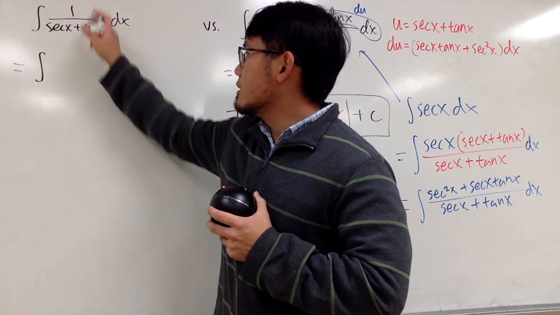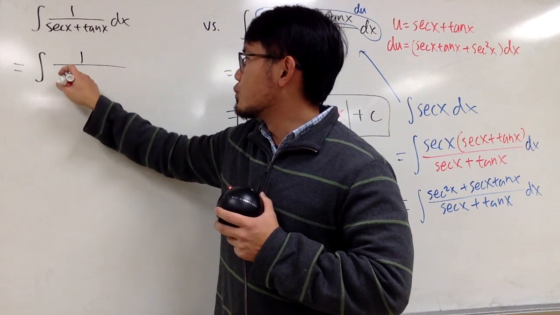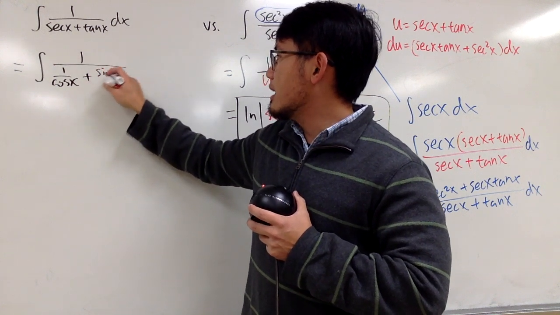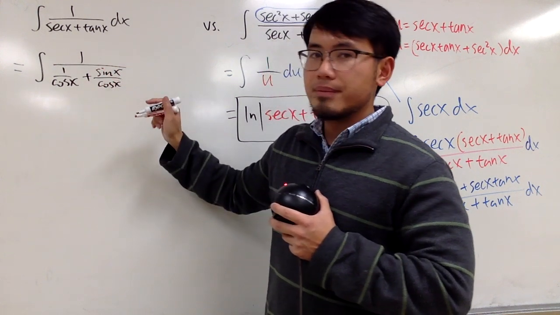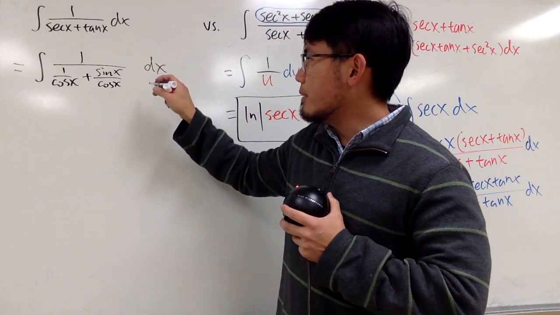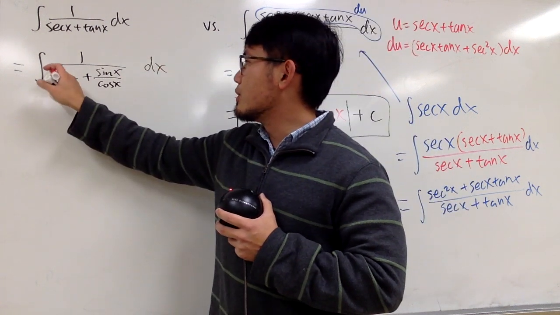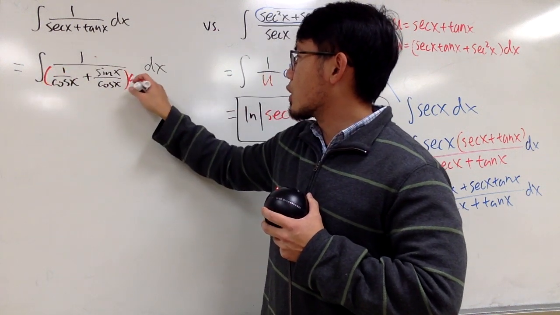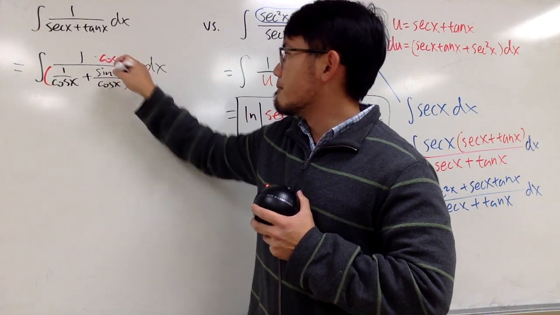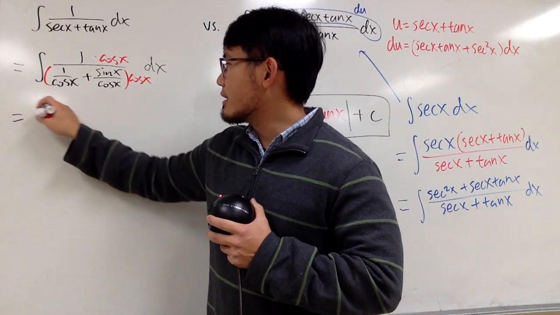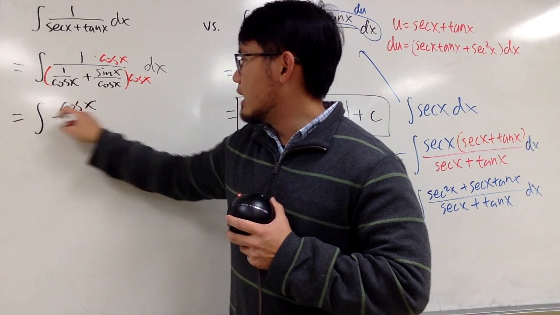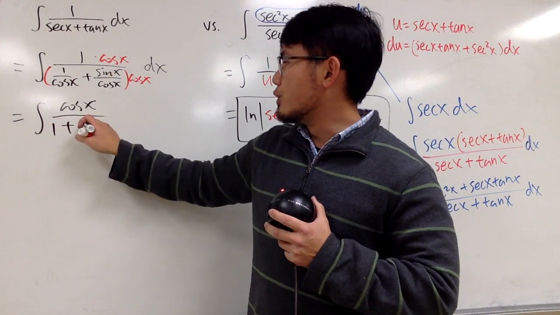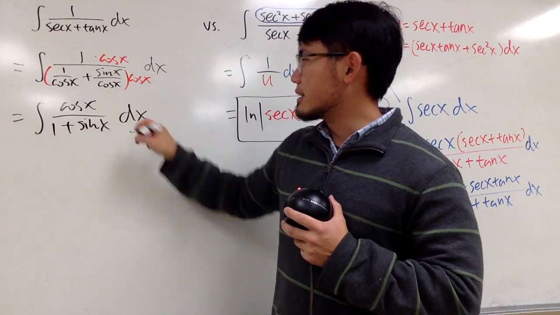So let's see. This right here is just 1 over 1 over cosine x plus tangent, which is the same as sine x over cosine x. And of course, we can put down the dx right here. And notice, I can just clear this complex fraction by multiplying the top and bottom by cosine x. So that this way, on the top, we get the cosine x. On the bottom, this times that, we have 1. This times that, we just have the sine x dx.